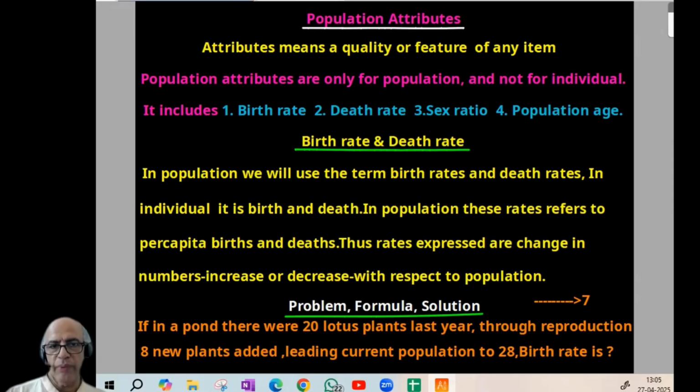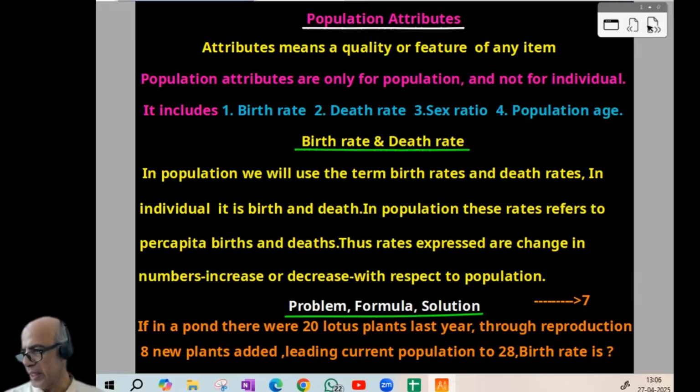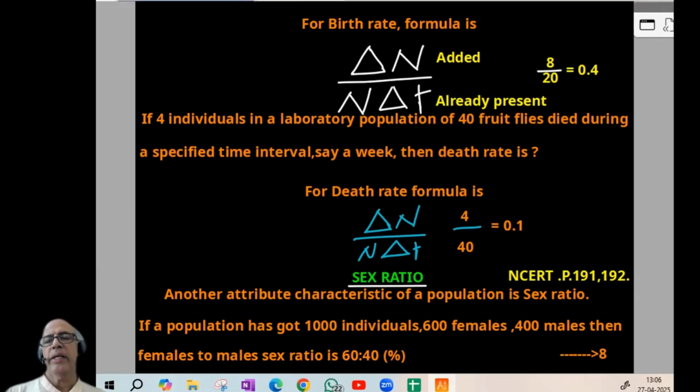If in a pond there were 20 lotus plants last year, and through reproduction 8 new plants were added, leading the current population to 28, what will be the birth rate? For birth rate as well as death rate, there is a simple formula: delta N by N delta t. Delta N means the added number, which we can find here. And N delta t means what is already present. Previously 20 were there, and 8 added. So 8 by 20, it is 0.4.